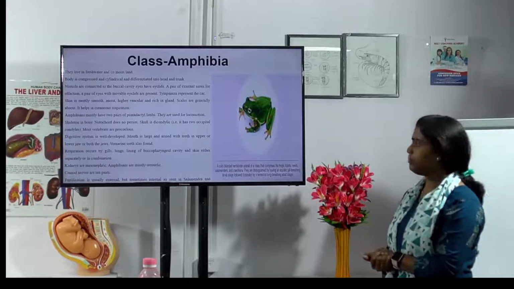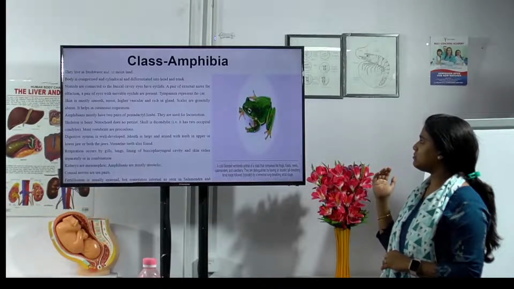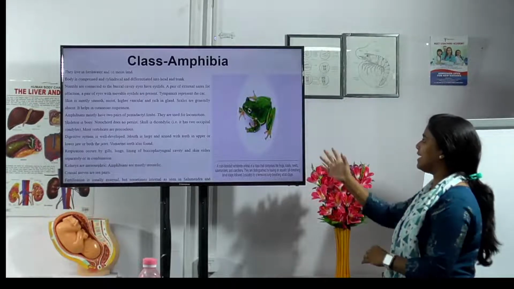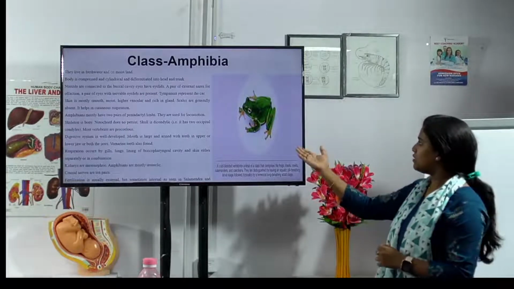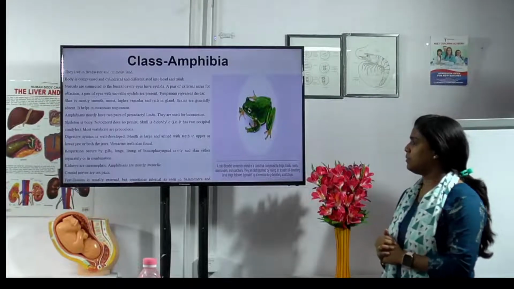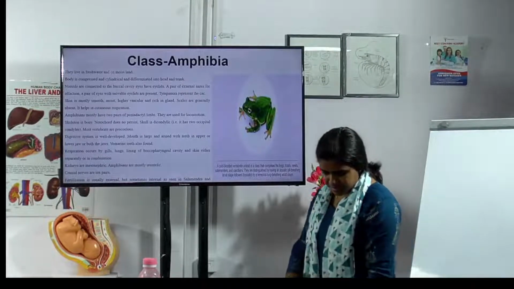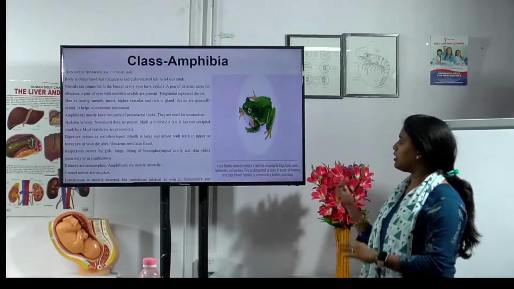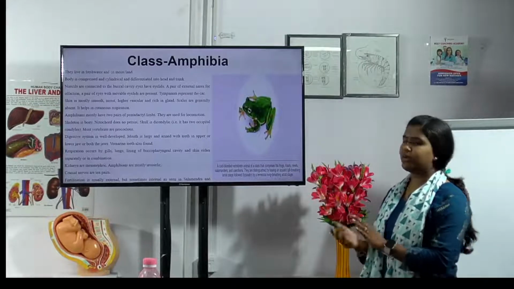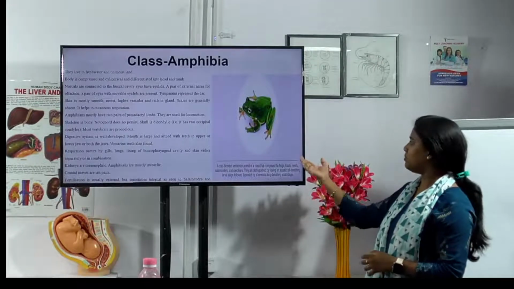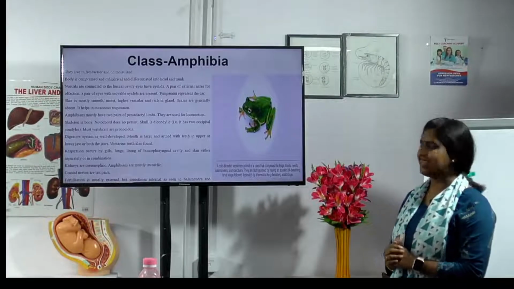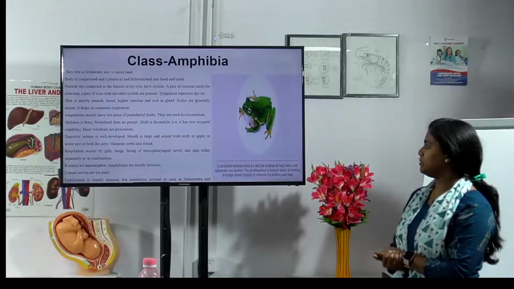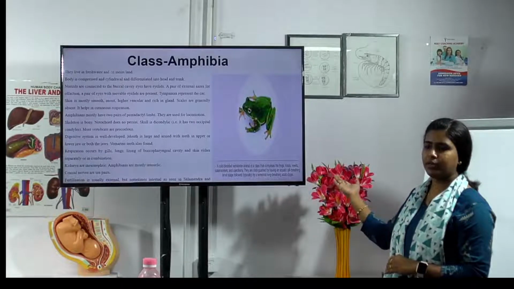Skeleton is bony, and the notochord does not persist, and the skull is dicondylic, that is they have 2 occipital condyles, and most vertebrae are procoelous. The digestive system is well developed and the mouth is large, with teeth on the upper or lower jaw or both jaws. For respiration they have gills, lungs, and also the lining of the buccopharyngeal cavity and skin. The kidneys are mesonephric and amphibians are mostly ureotelic.